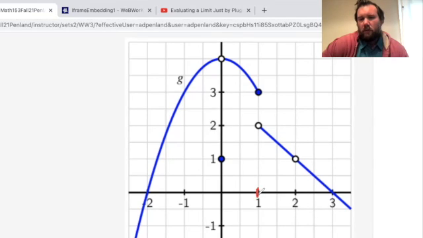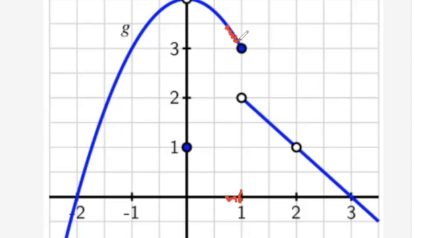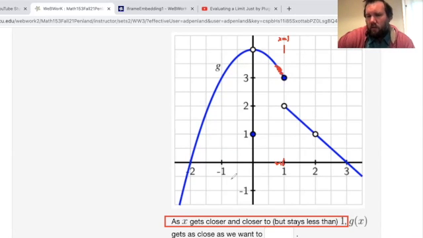My x equals 1 is right here. I think about as x gets closer and closer to but stays less than 1, that's numbers in here. And then on the curve that I'm tracing, it would be in here. So I'm getting closer and closer to x equals 1, but I'm staying below x equals 1. Where does it look like I'm getting closer and closer?